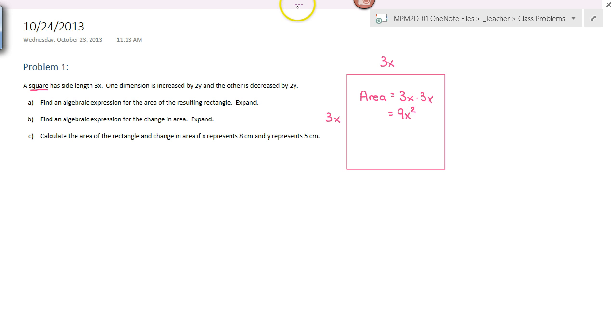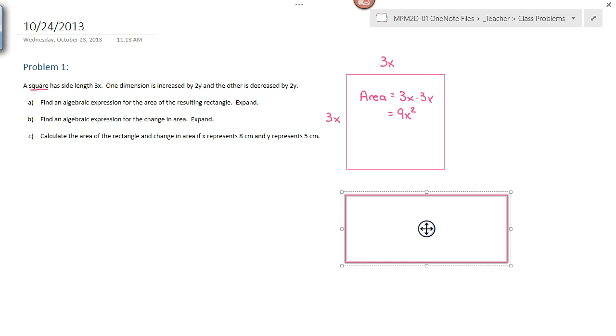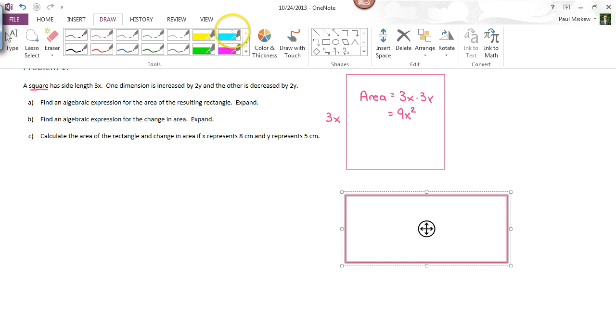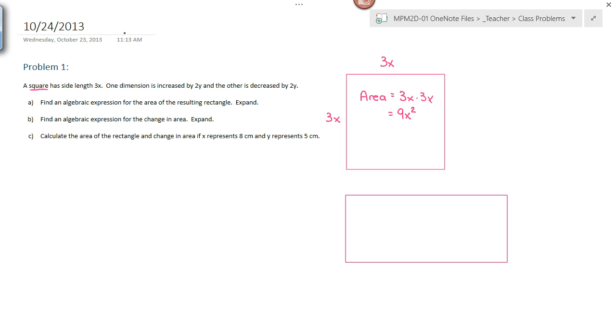So now we take the square and we change it into a rectangle. So here's our rectangle. Again, I'm not worried about this being perfect in terms of dimensions. It's just a sketch to help give me an idea of what it will look like. What happens is we are going to increase one dimension by 2y and decrease the other by 2y. So if I put a dotted line here, we know the length from here to here would still be 3x, and the length that we add on the end would then be 2y. So the length of this rectangle is going to be 3x plus 2y.